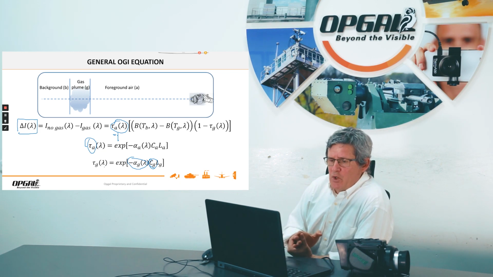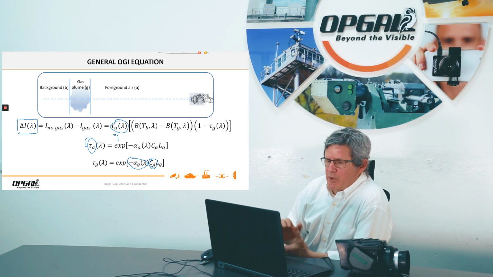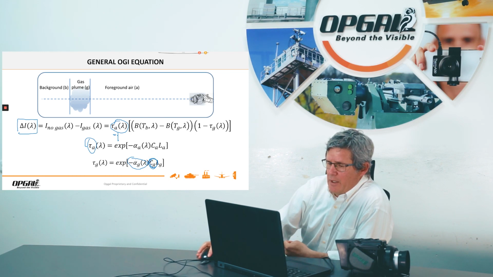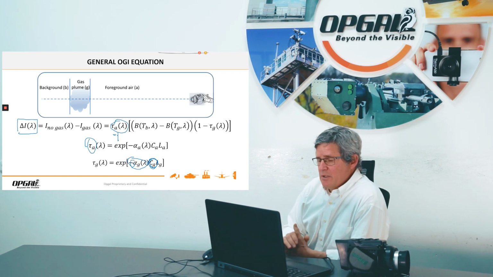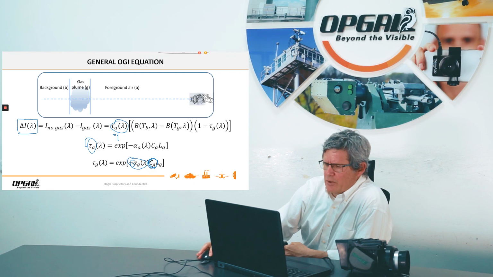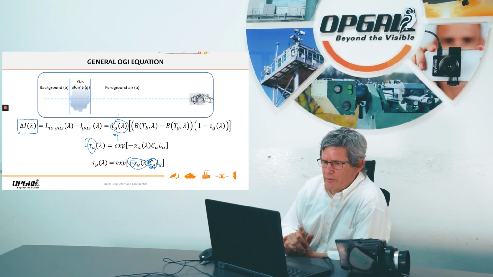So when we have no gas, we have no layer, it just goes through like it's part of the foreground air. And when this concentration goes larger, because this exponent is negative, we will get numbers that are between 0 and 1. And when the concentration is very, very large, we will get the transmission is 0. No spectral radiance will go through this layer. It will be all absorbed by the gas plume.